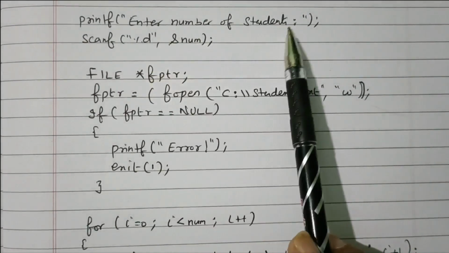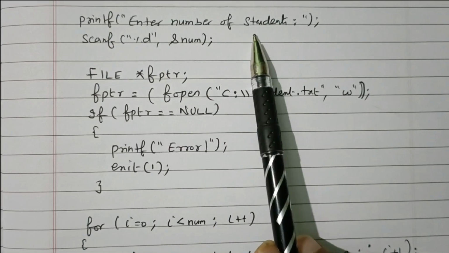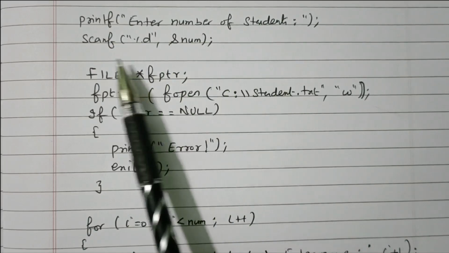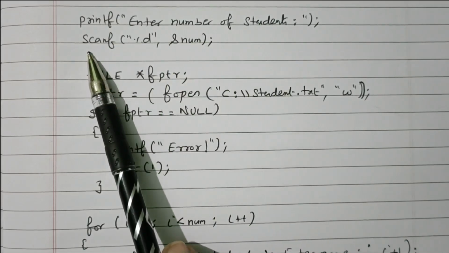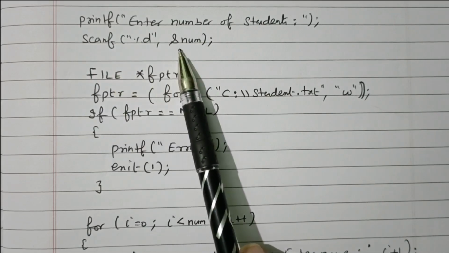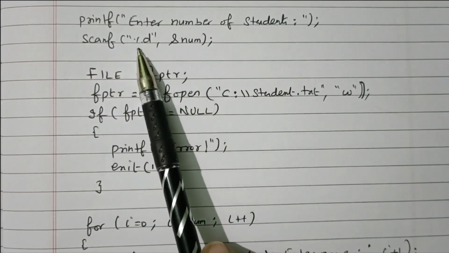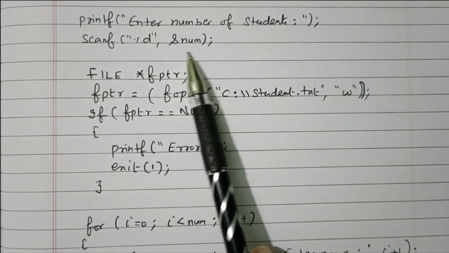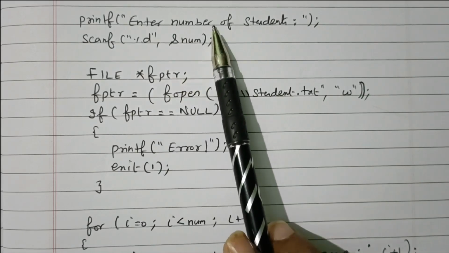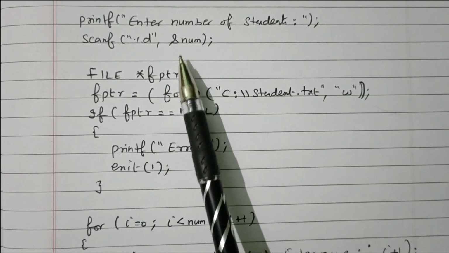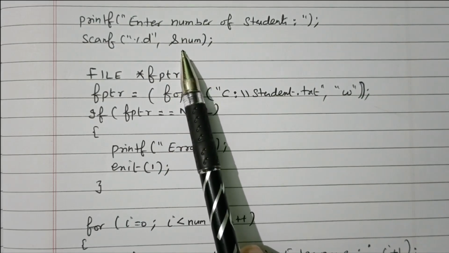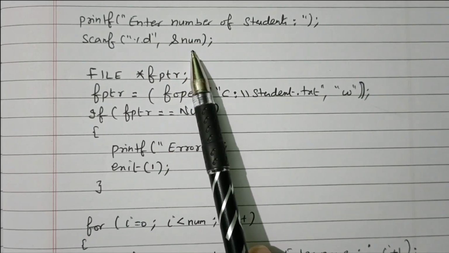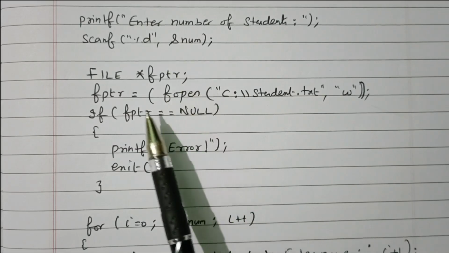Now we can read the data from the user. printf enter number of students. The user will enter the number of students, which is read by scanf with %d and &num. %d refers to the integer type, and &num means the address of num. The number entered by the user will be stored at the address of num. Now we know how many students there are, the number of students we read from the user.